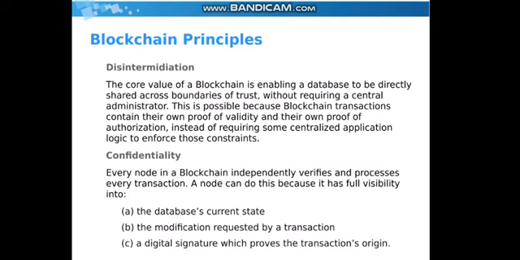Confidentiality. Every node in a blockchain independently verifies and processes every transaction. A node can do this because it has full visibility into the database's current state, the modification requested by a transaction, and a digital signature which proves the transaction's origin.